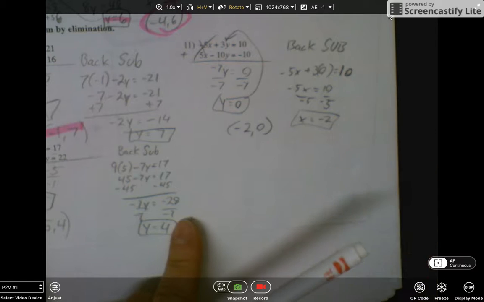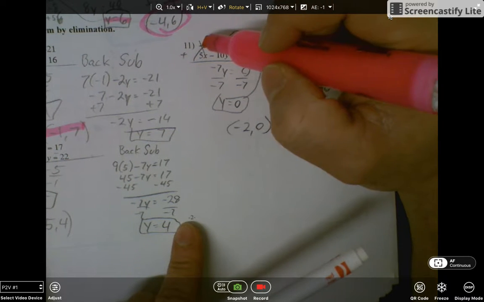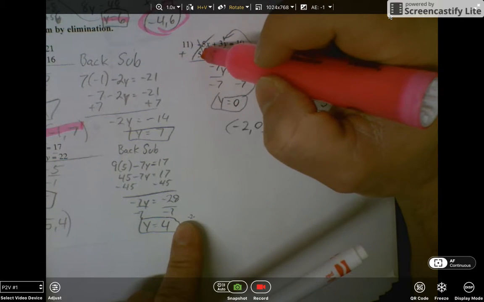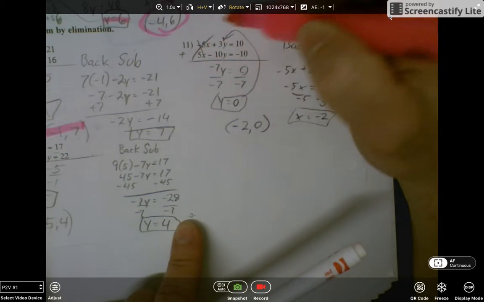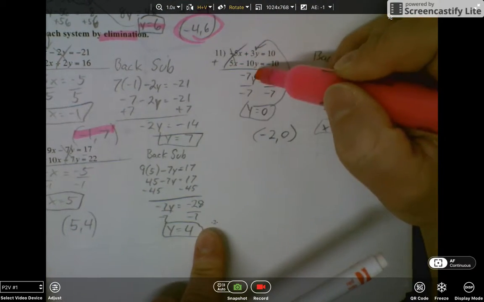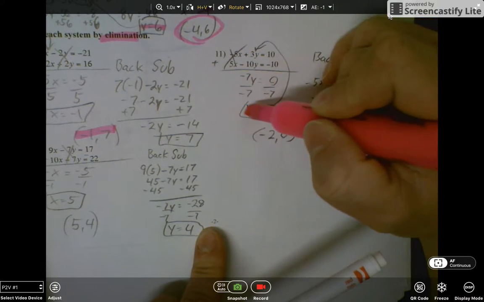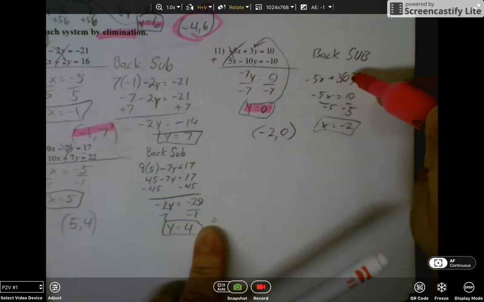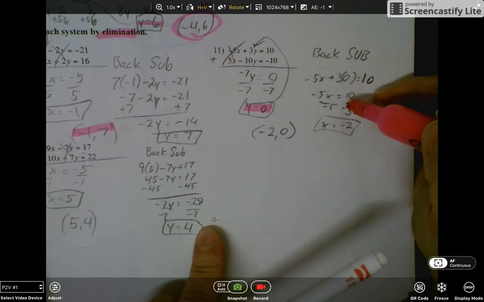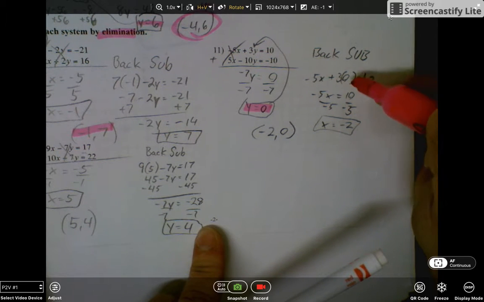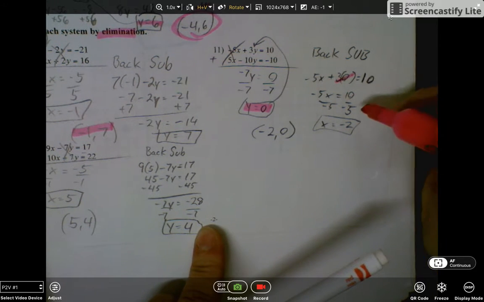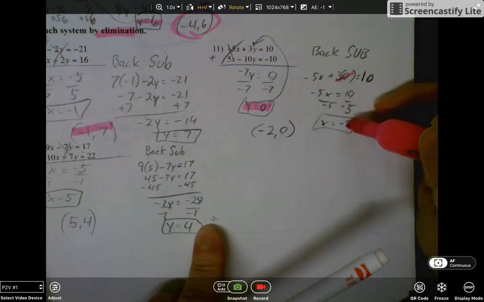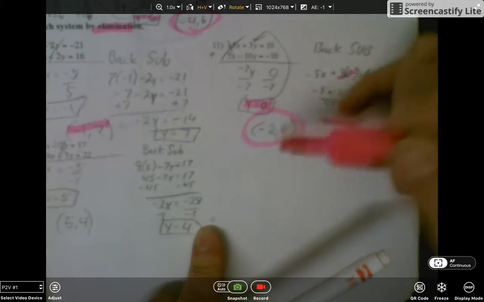And number 11, you start again, because you see the negative 5, the positive 5. If you add those two, they'll eliminate. That's why it's called elimination. And then you add those up. Negative 7y equals 0. So y has to equal 0. Back sub it into my first one, and I got negative 5x equals 10. Because this is just 0, so it's gone. I'm left with x equals negative 2 at the end, so my solution is here.